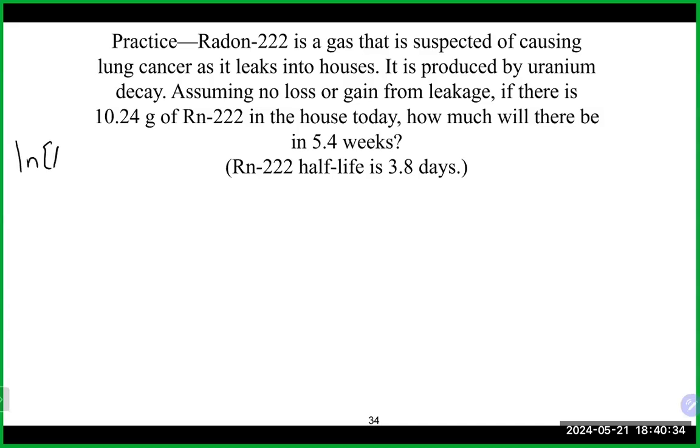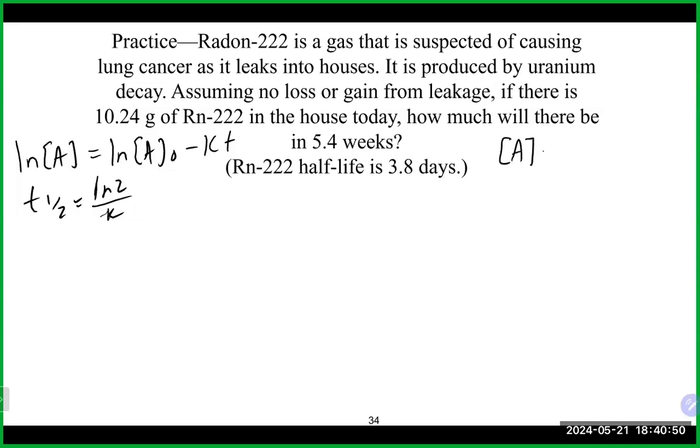Here, we're going to use our equation for first order. We'll try to use the right numbers this time. That might be good. All right, let's see. So in this case, what we have there right now, which would be initially, is 10.24 grams. We want to know how much will be there after 5.4 weeks. That would be our final here.